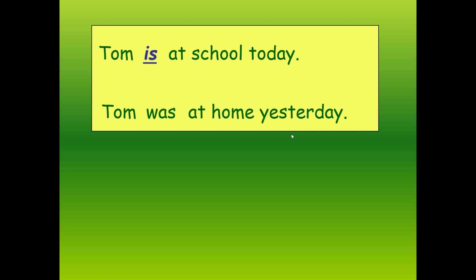Next one. Como puedes observar, el pasado de is vendría siendo was. Este was lo vamos siempre a utilizar cuando nos referimos al singular o la tercera persona del singular. Dígase he, she, and it.